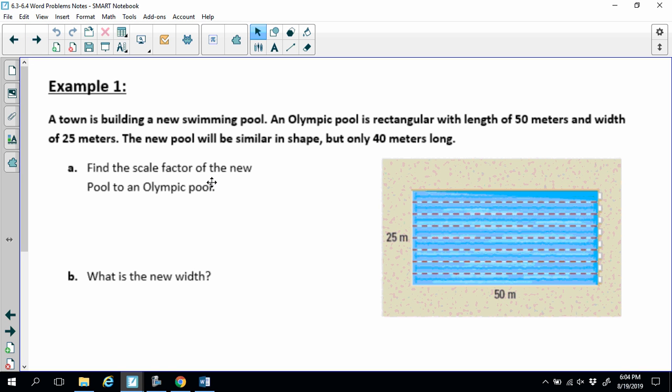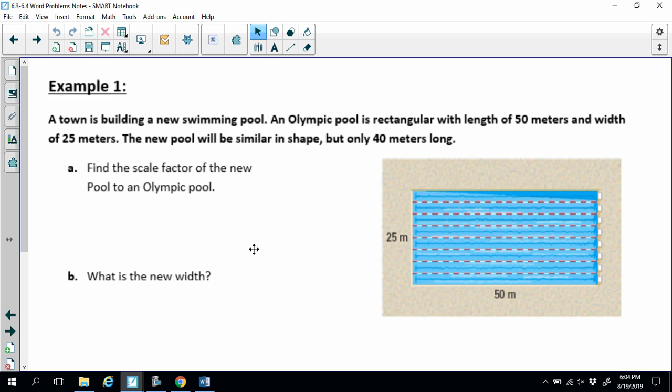Here it says a town is building a new swimming pool. An Olympic pool is rectangular with a length of 50 meters and width of 25. A new pool will be similar in shape, but only 40 meters long. So part A says find the scale factor of the new pool to an Olympic pool.